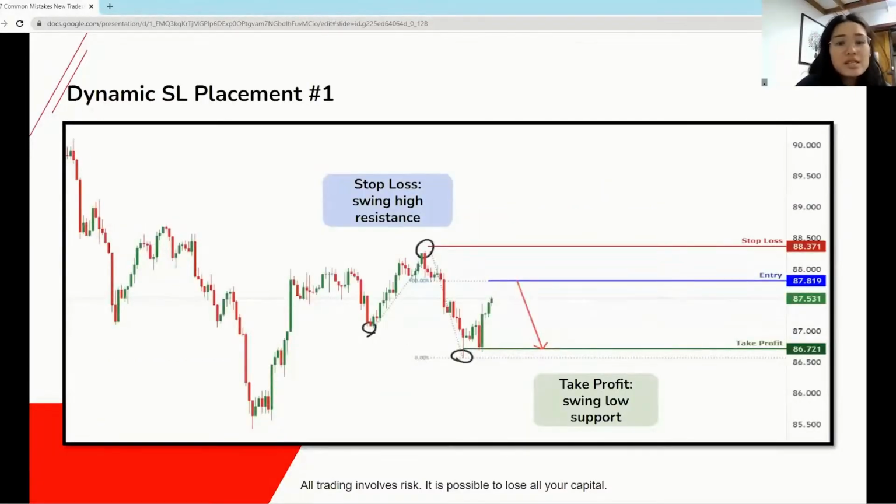Okay, here's a simple example to demonstrate dynamic stop loss. Price has bounced off nicely off the support level at 86.721, and we expect it to reverse off the entry at 87.819, in line with the 100% Fibonacci projection level.